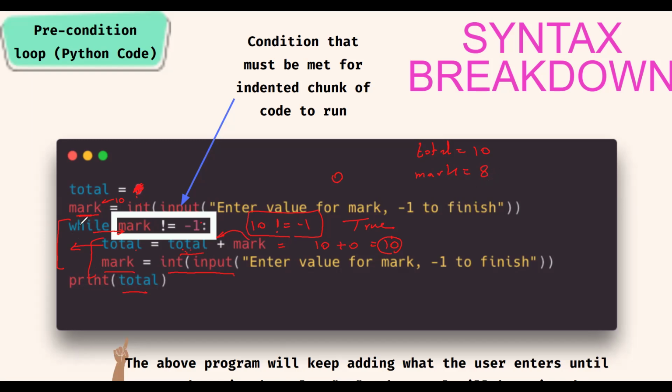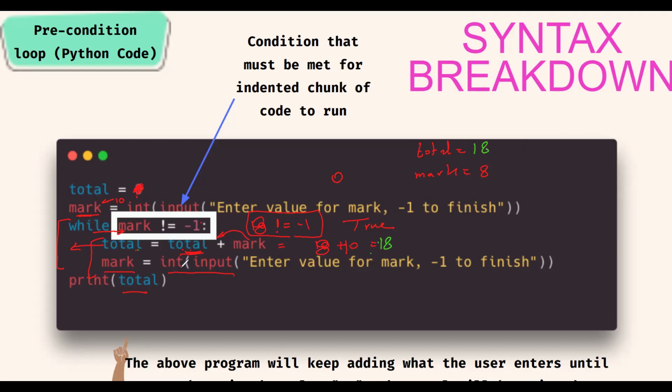So we come again to the while loop to check. Is 8 not equal to -1? Yes, this is also true. So we will continue running. We add 8 now to the total, and the total now has 10. So 8 plus 10 equals 18. Let me remove that here and put 18. Then we save 18 to total, so I come here to total and put 18 instead.